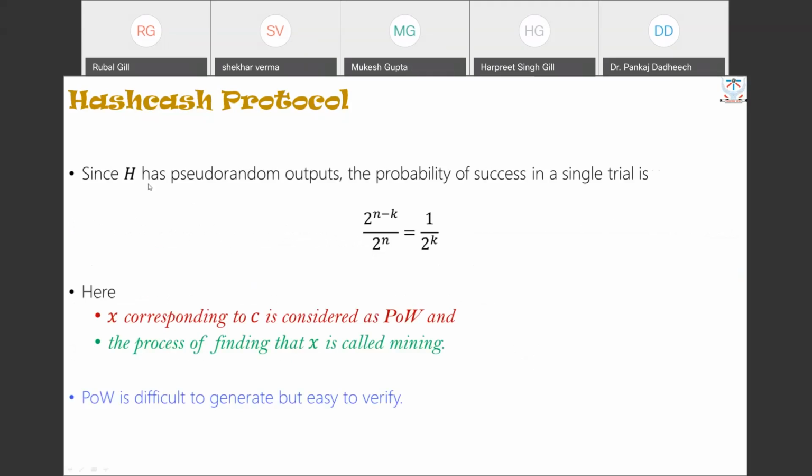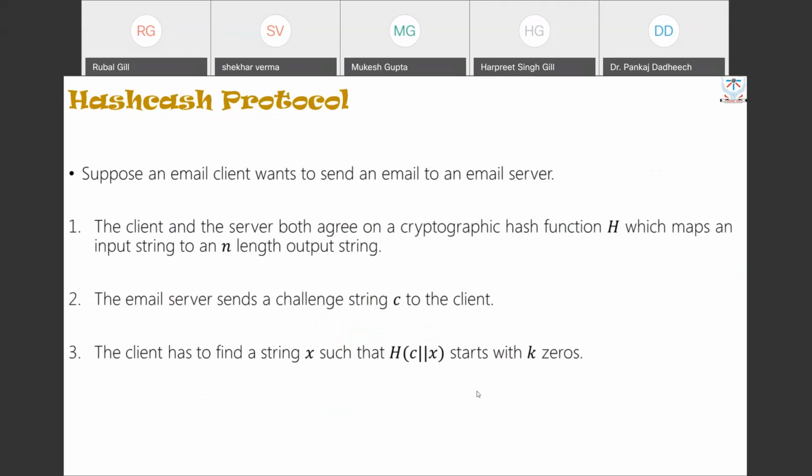Since H is a pseudo-random hash function, the probability of success is just 1 upon 2 to the power k. So I said you require 2 to the power k computations to find this particular X. And this process, as I told you, is called mining. It's difficult to do, very easy to verify. I just take H of C concatenated with X and hash it. It is very, very fast. We know hashing is very fast, and you will know if the result is correct.